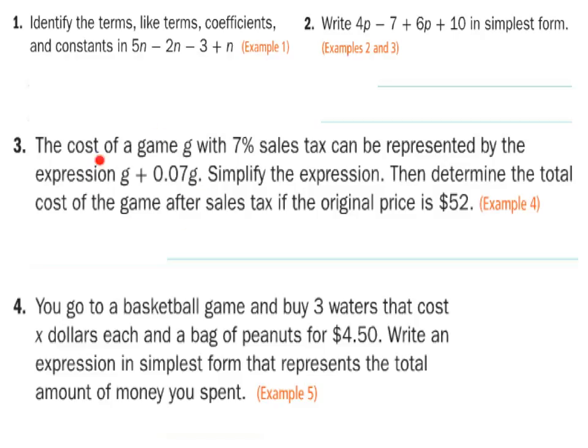Number 3, though, we can solve this one because it gives us the original price. So you should be able to do that, and it also gave you the expression. So simplify the expression, and then determine the cost of the game after sales tax. On this 4th one, all you're going to be doing is writing an expression in simplest form. So after you combine the like terms, you should have an expression that you can write to represent this situation.